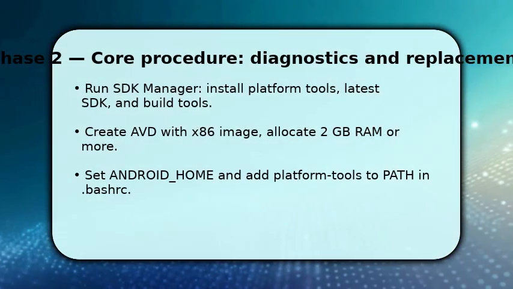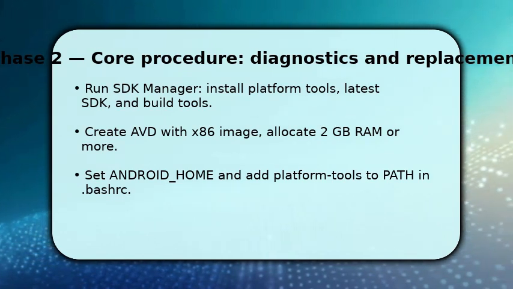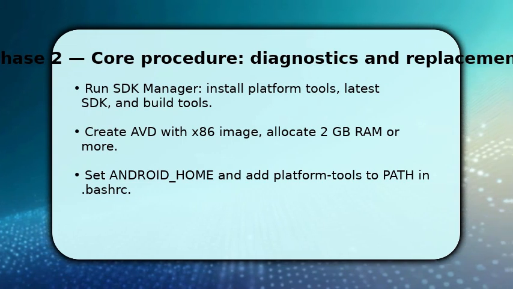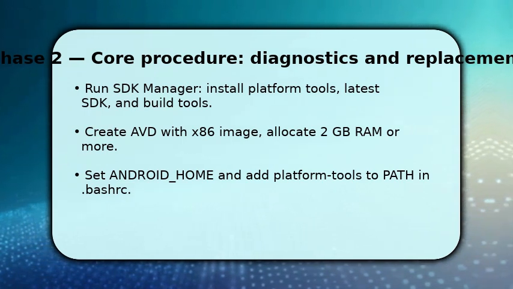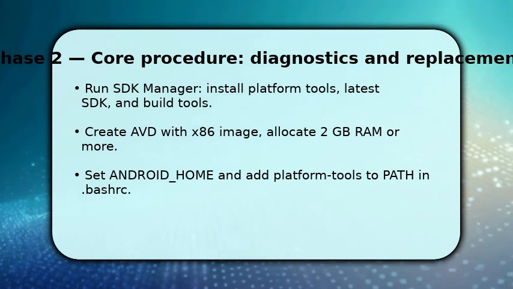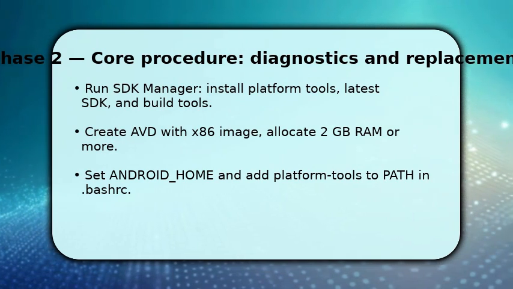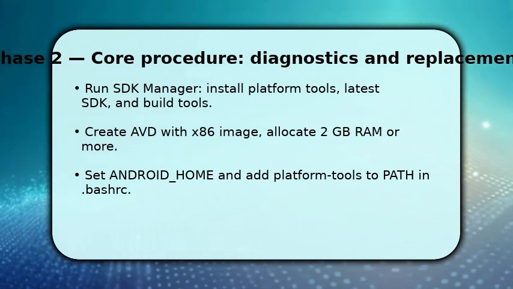Once Android Studio launches, open the SDK Manager and install Platform Tools, the latest SDK platform, and matching build tools. These let you build and deploy. Next, use the AVD Manager to create a virtual device. Choose an x86 system image and allocate at least 2 GB RAM for smoother performance.